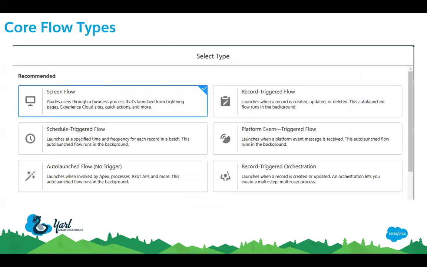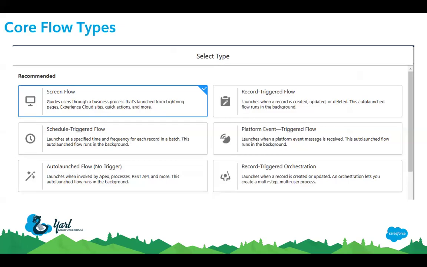So there are a few core types of flows, major types of flows: screen flow, schedule triggered flow, autolaunch flow, record triggered flow, platform event. So these are only a few types. There are more than this. Here, what is very important for us, first thing first, is screen flow. You need screen flow. That's the basic. The second thing is record triggered flow.